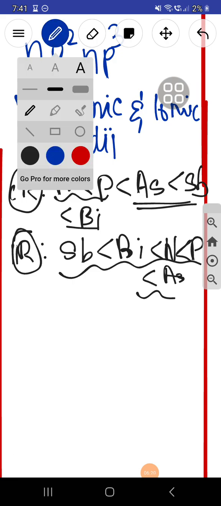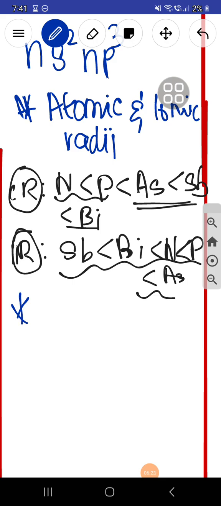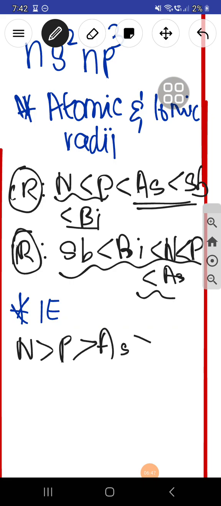The next characteristic that we have to learn is the ionization enthalpy, which I am representing as IE. As we go down the group, there is a decrease in the ionization enthalpy because the nuclear attraction to the valence shell decreases as the size increases. So the order is nitrogen, then phosphorus, then arsenic, then antimony, then bismuth.